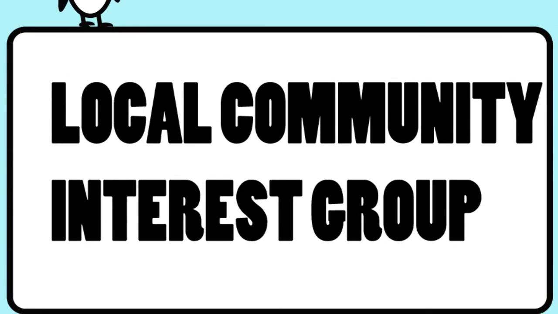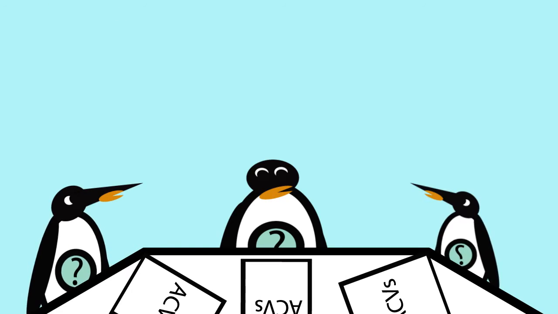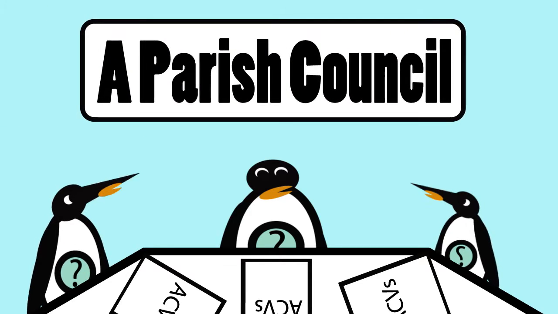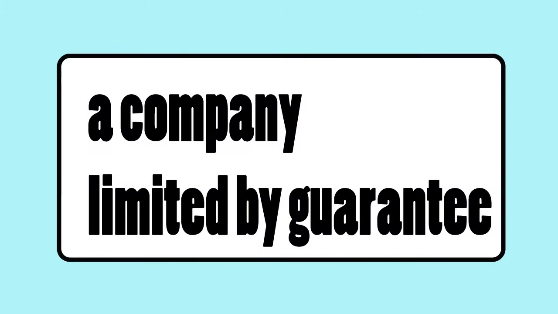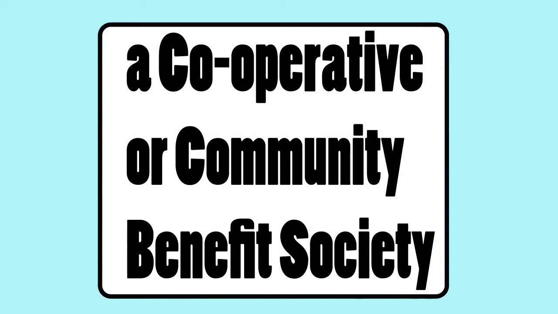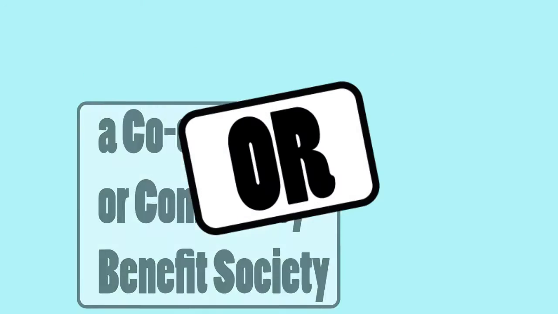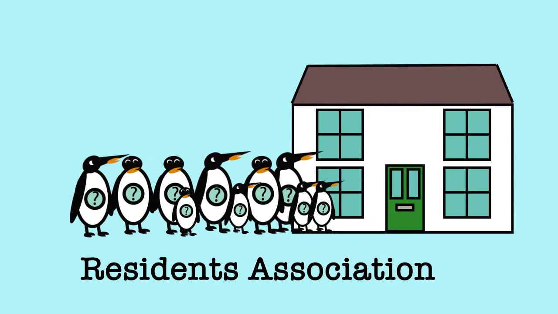In South Cambs, the groups who can make nominations are a parish council, or an unincorporated group of 21 or more local people who appear on the electoral register, or a local charity, or a company limited by guarantee, or a cooperative or community benefit society, or a community interest group with a local connection, like a residents' association.